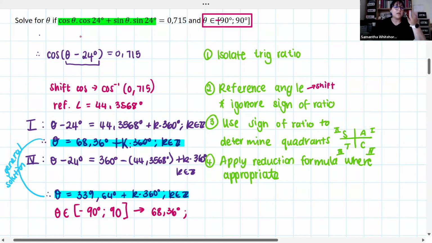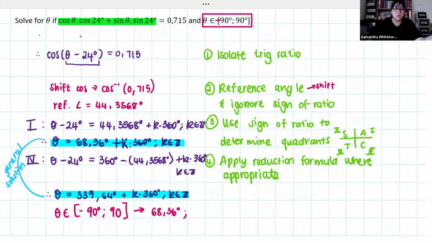And now you either keep adding or subtracting 360 until it starts to fall outside your domain. If I add 360 to this, it definitely falls outside my domain, so I'm done. If I subtract 360 from this, it definitely falls outside my domain. It's definitely less than negative 90. I'm done. So I move on to my second solution now.